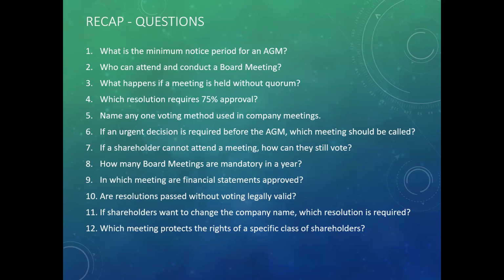Then, which resolution requires 75% approval? Special resolution. And an ordinary resolution is enough with 50%. Good.